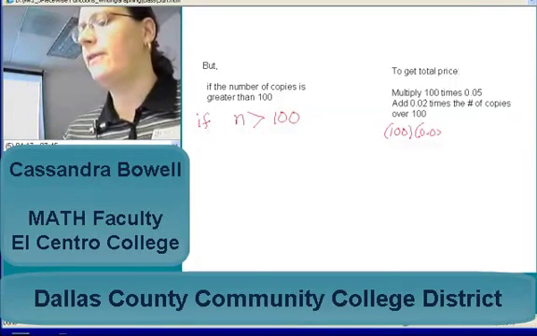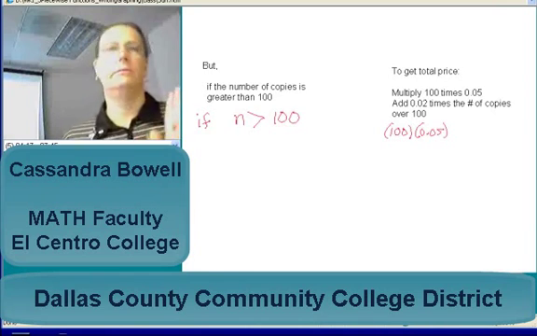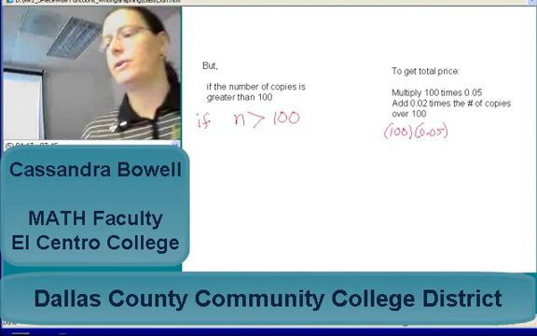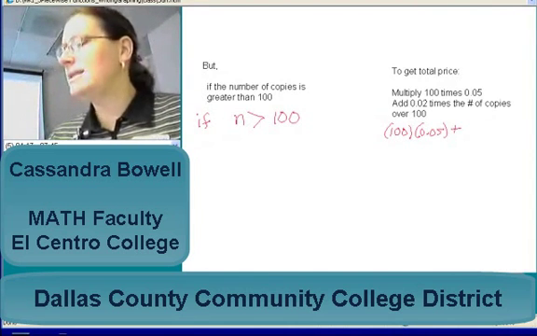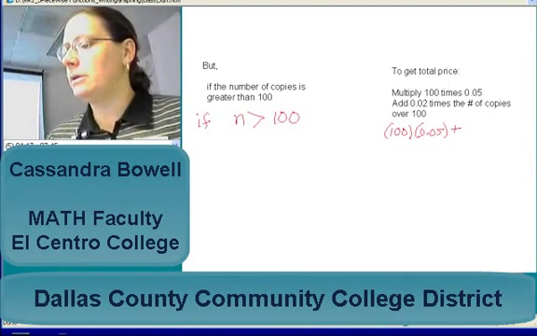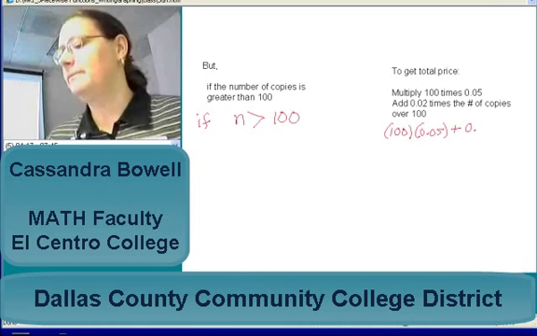So there's the $5 flat fee that we're going to have there. We're going to pay the 5 cents for the first 100. And then we're going to have to add to that 2 cents times the number of copies over 100. N minus 100. That's right. Times 2 cents.